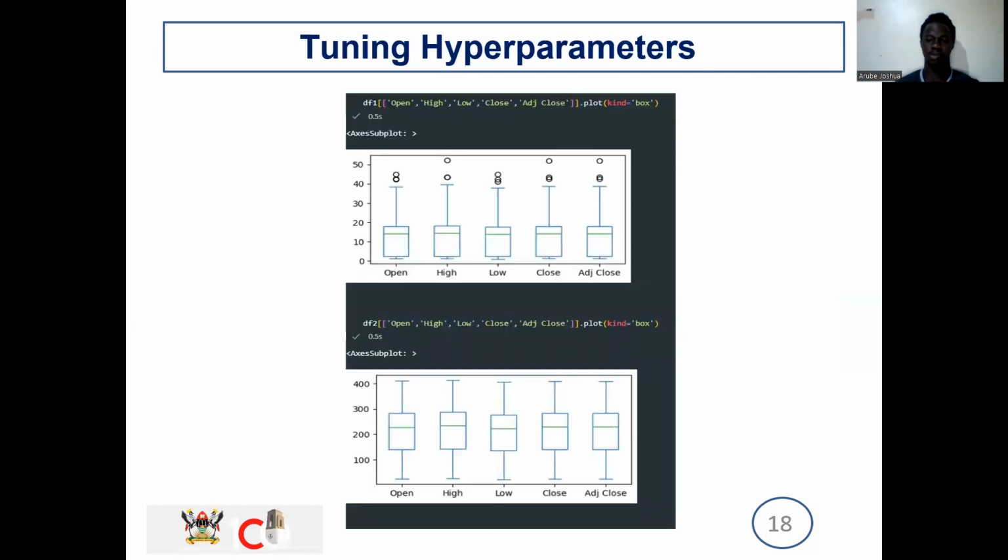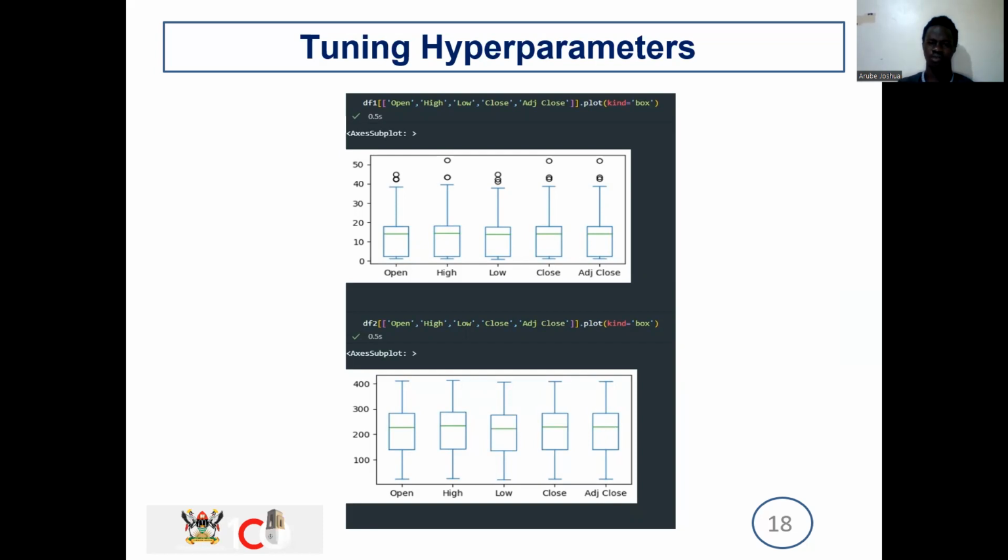Then tuning the hyperparameter: as I told you, we divided the data sets into two, the ones with very high and very low prices. For the ones with very high prices, we're able to make a box plot, and we didn't have any outliers. So that data set was very usable.